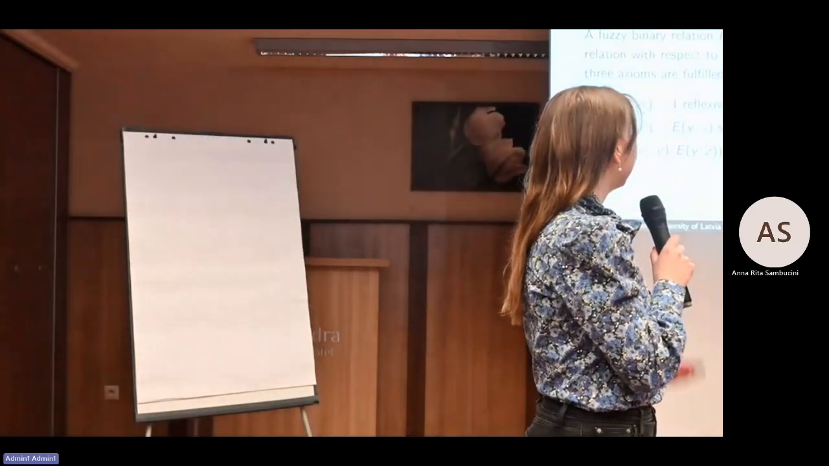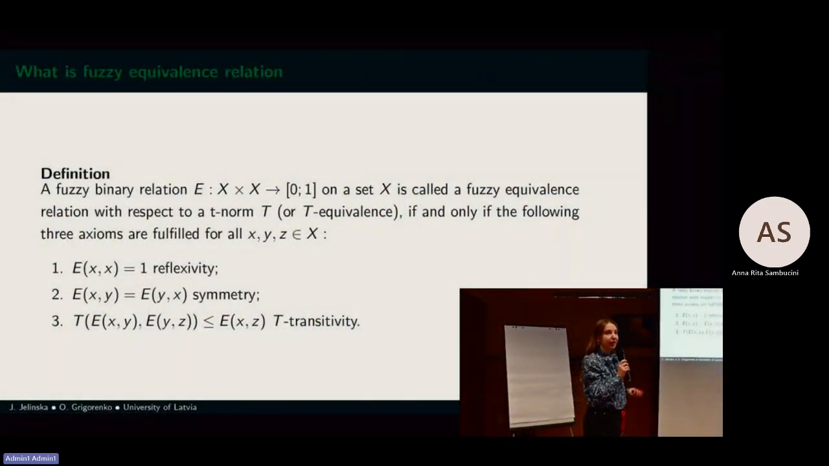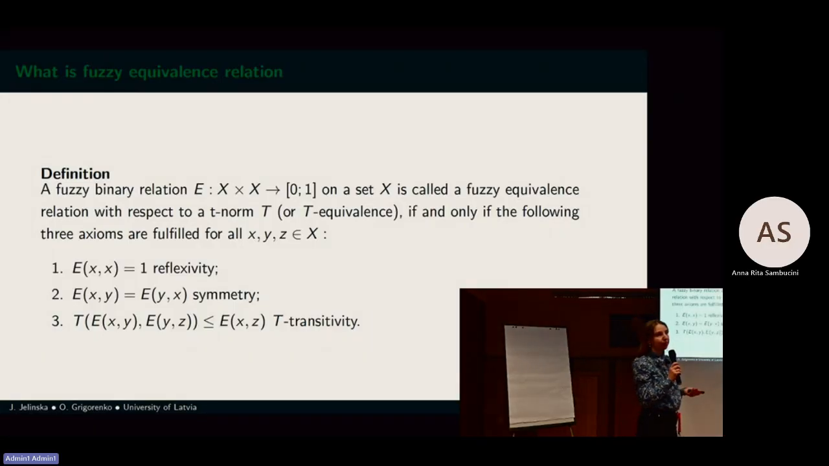So the fuzzy equivalence is a binary relation that is reflexive, symmetric, and it holds T-transitivity. And if we want to aggregate many equivalences, we still want the aggregated value to hold all the properties. So it should be reflexive, symmetric, and T-transitive. And we can do it in the following way.